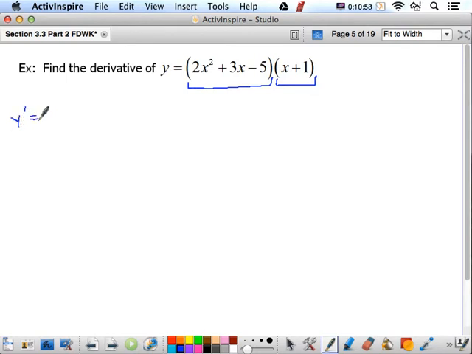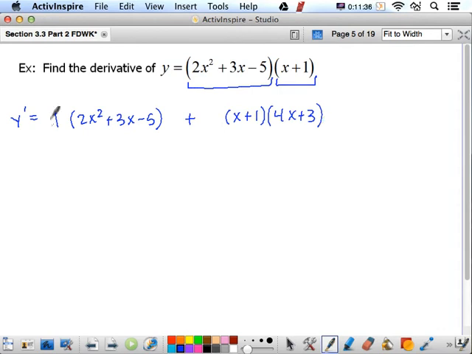So yeah, y prime equals the first function times the derivative of the second function. So that is 2x squared plus 3x minus 5 times the derivative of the second function, which is 1. And I usually write the numbers out in front. Plus the second function, which is x plus 1, multiplied by the derivative of the first function, which is 4x plus 3. Any questions so far? Okay, at this point the calculus is done and we just have to clean it up algebraically and get it factored.